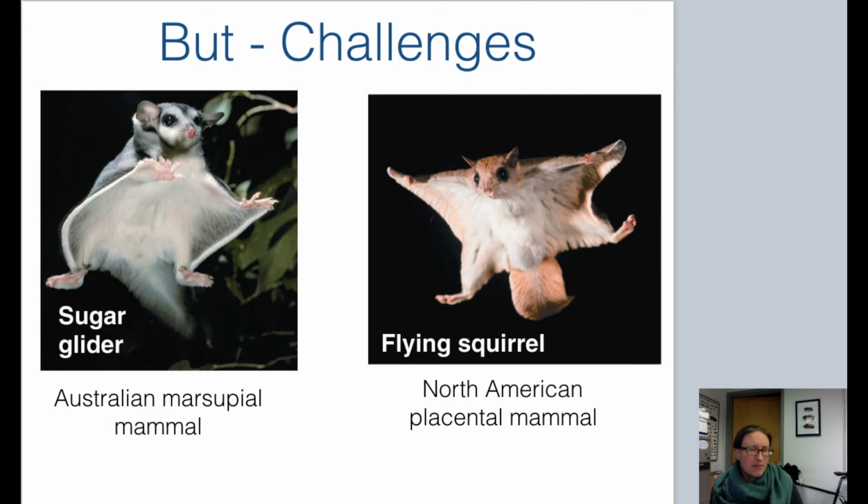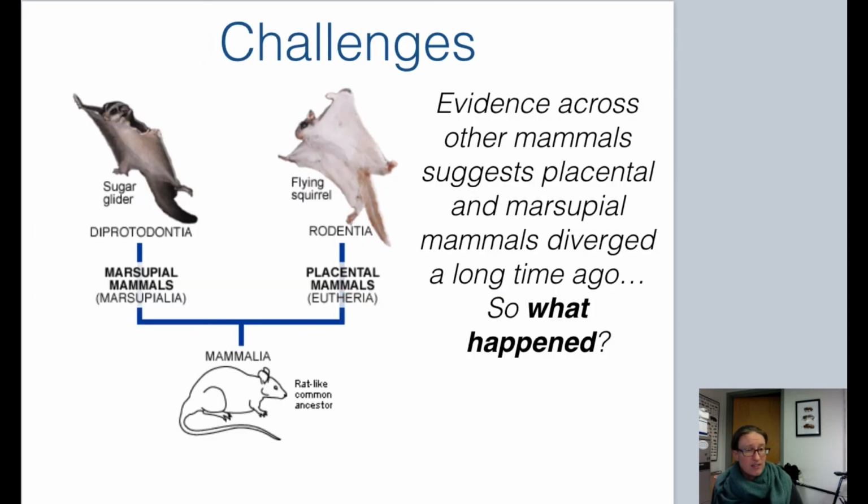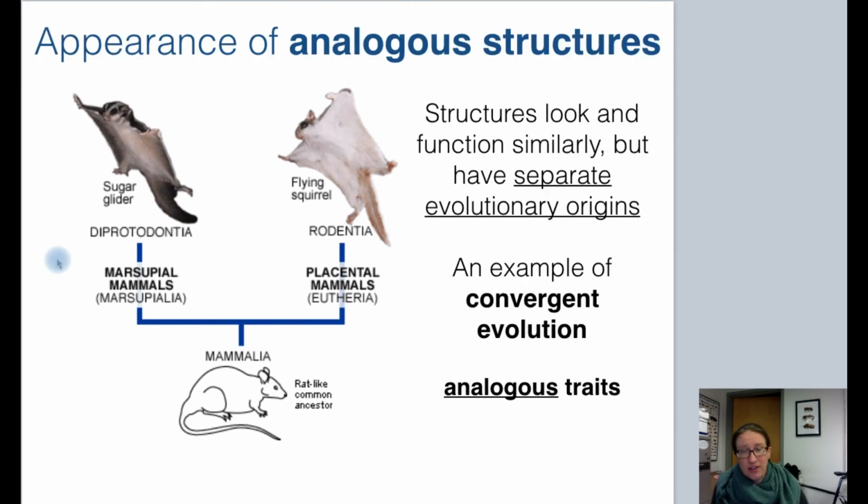But as the names on this slide imply, and as other evidence suggests, these guys are actually not at all closely related to each other. The abundance of evidence suggests that these two taxonomic groups diverged from each other a very long time ago. Their most recent common ancestor is actually something like a rat. So how do we wind up with the sugar glider and the flying squirrel looking so similar to each other?